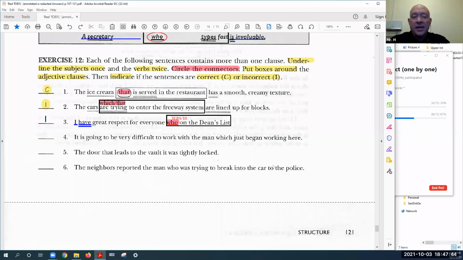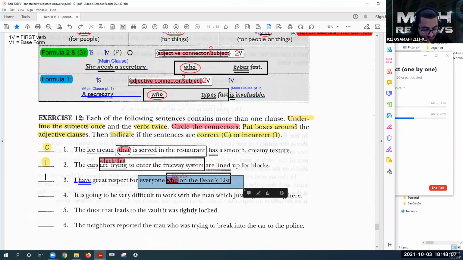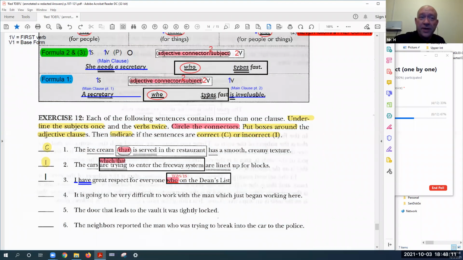Very good. And what does it describe? Which formula? 1 or 2? 2. Yeah. Everyone is not a subject. It's the object, right? There you go. It's actually formula 3 if you're technical, because it follows a preposition, right? Okay. All right, here we go.